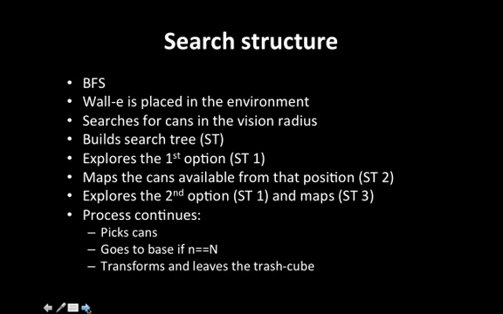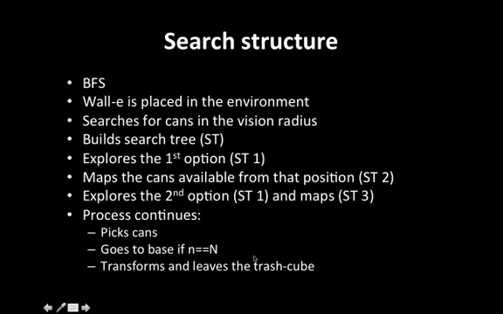Wally is placed in the environment, and then it starts searching for cans available in its vision radius. Once it detects cans, it maps the locations in the search tree. He chooses the first option that was detected. If he has space, he picks up the can. Then, in that current place, he checks the available cans and maps the locations in the search tree. Then he returns to the second option and continues the breadth-first search.